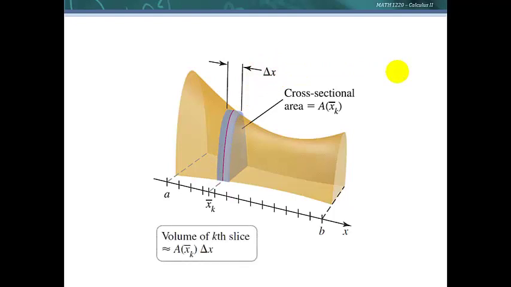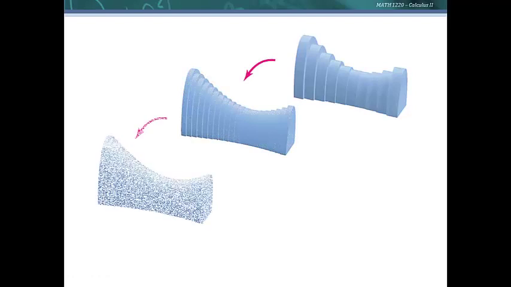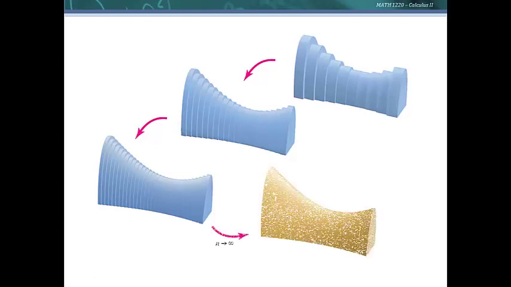And the volume of this kth slice would be this area times the thickness, and then we could sum up all of these slices to get an approximate for the volume. So we could have it look something like this. The more slices, the thinner the slices, the more accurate. We could do that even more, and if we let the number of slices go to infinity, we would have the volume of this solid.